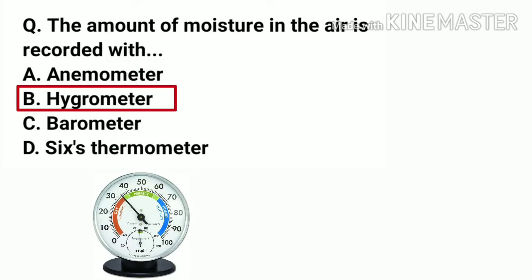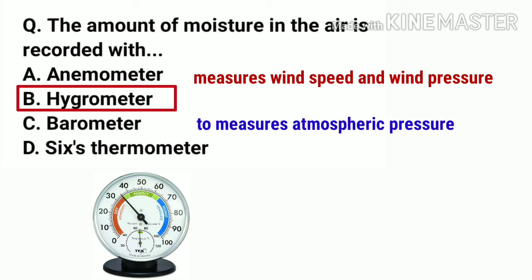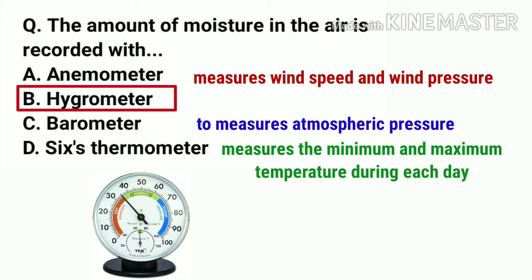Anemometer is an instrument that measures wind speed and wind pressure. Barometer is a scientific instrument used to measure atmospheric pressure. Six's thermometer measures the minimum and maximum temperature during each day.